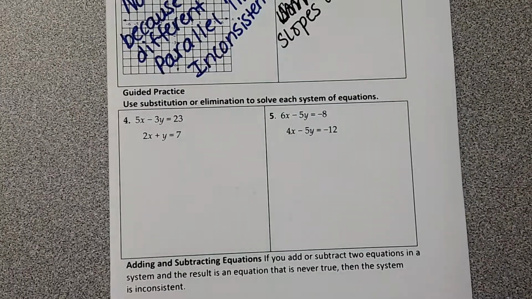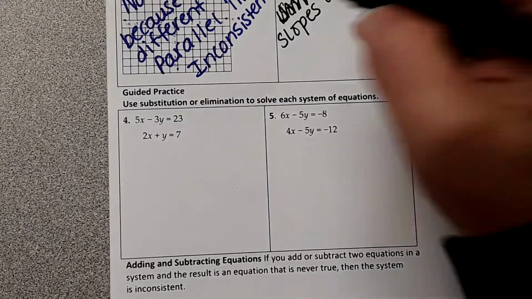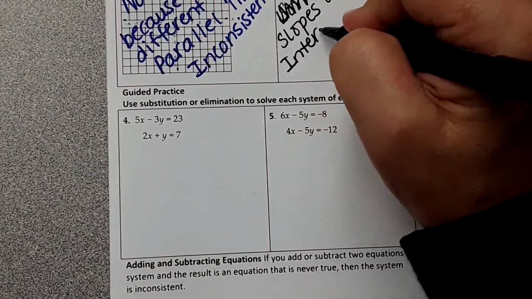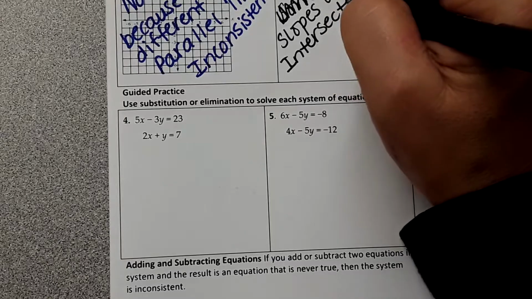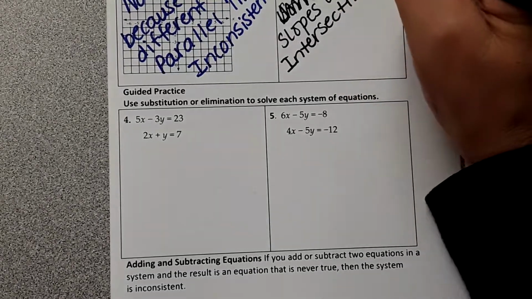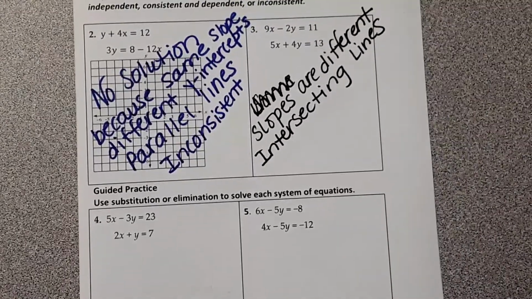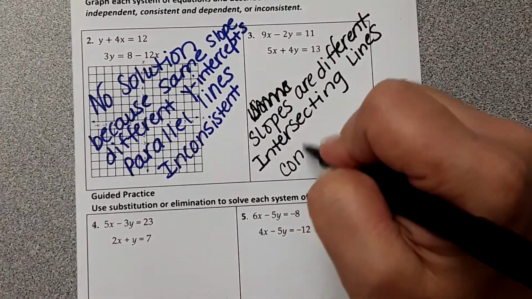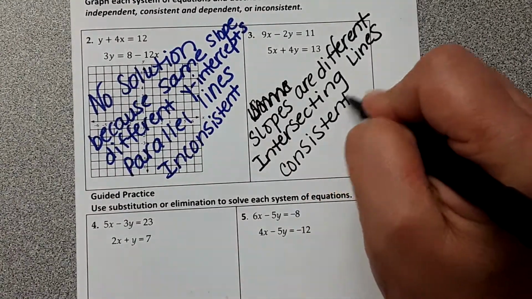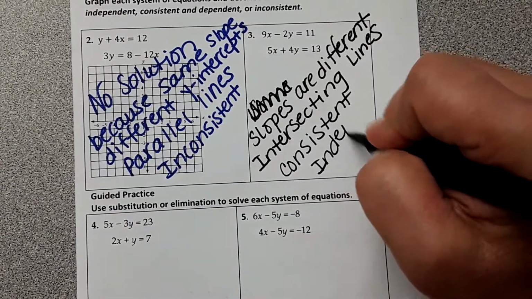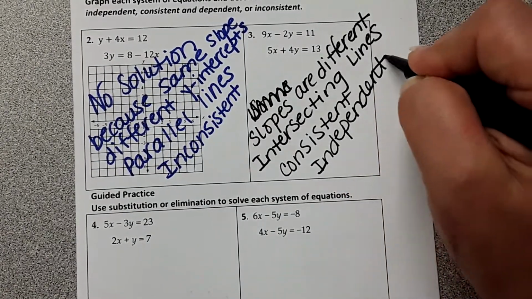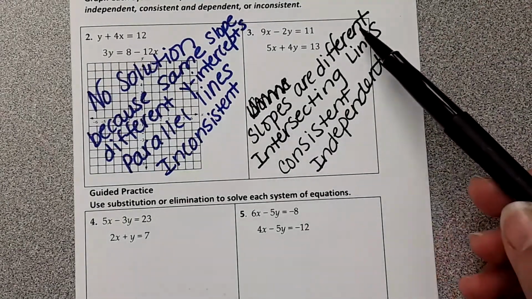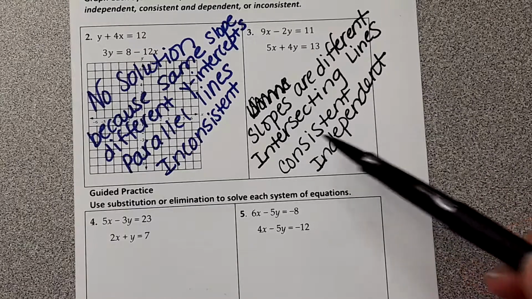Slopes are different, so that means they're intersecting lines. Because you guys, as soon as the slopes are different, it means that the lines are intersecting, okay? Same slopes means that the lines are going to be parallel or going to be the same line. And this also means that it's consistent and they're independent. One does not affect the other one. That's what that means. So the slopes are different, that means they're intersecting lines and that it's consistent and independent.